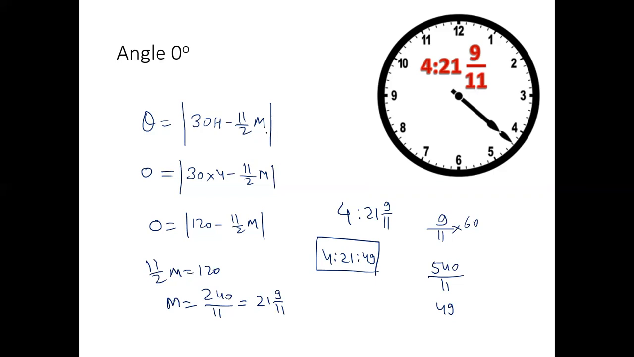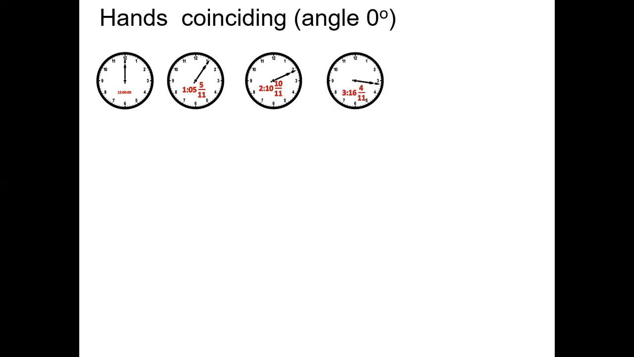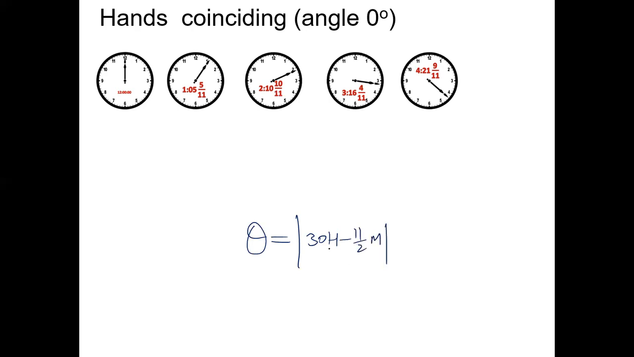And now let's see how many such instances there are when the angle between the two hands is 0. For 0 degree angles, there are a total of 11 instances. At 12 o'clock, both the hands of the clock overlap each other, that is, the angle is 0. Then 1:05 5 by 11, 2:10 10 by 11, 3:16 4 by 11, 4:21 9 by 11. And all of these can be found by the formula 30h minus 11 by 2m. Here you put the value of h between which you want to know the angle of 0.